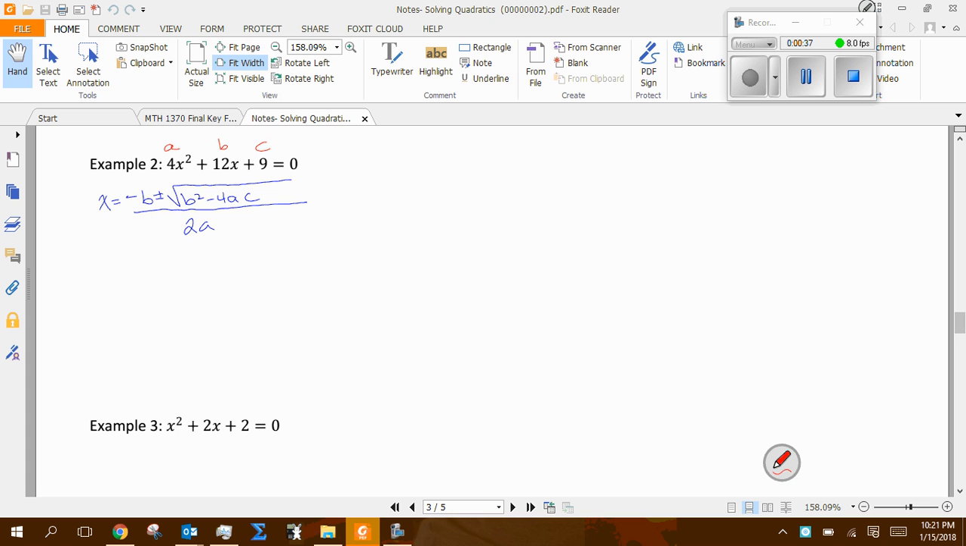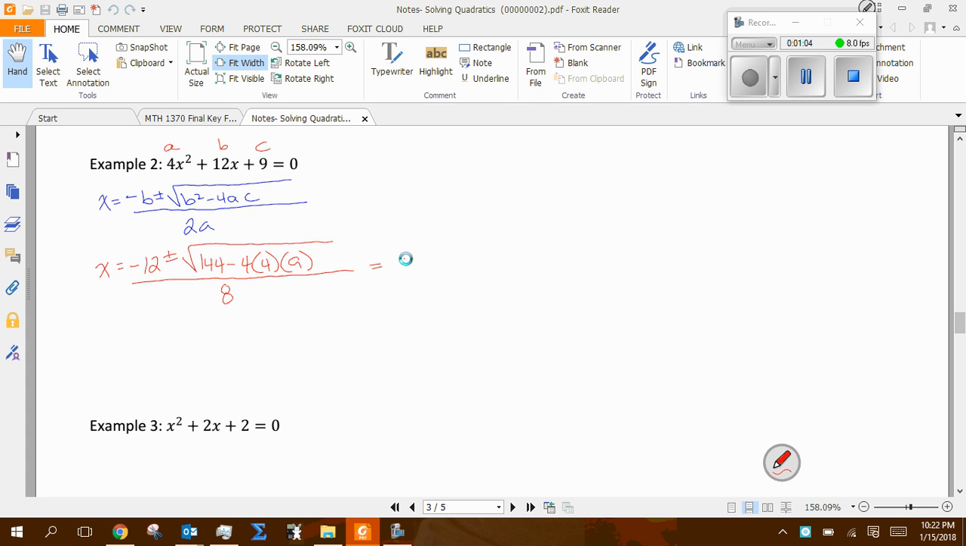All right, once you have that, it's just a matter of realizing that that's a, that 12 is b, and that 9 is c. And now it's just plugging things in. So I'm going to get negative 12, opposite of b, plus or minus. Now b squared would be 144, minus 4 times a times c, all over 2a, a being 4, so that would give me 8.